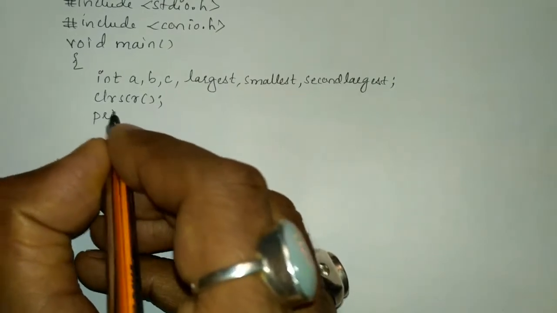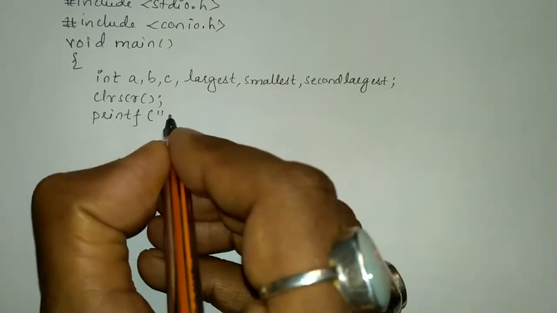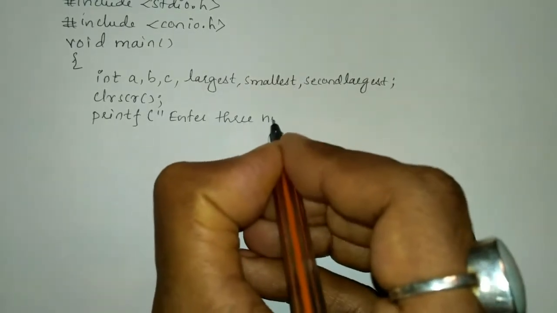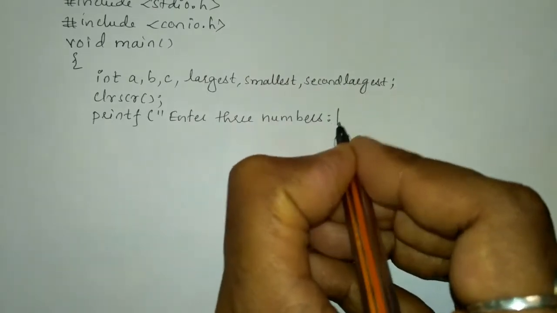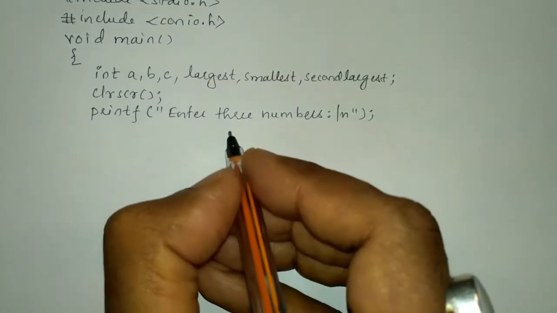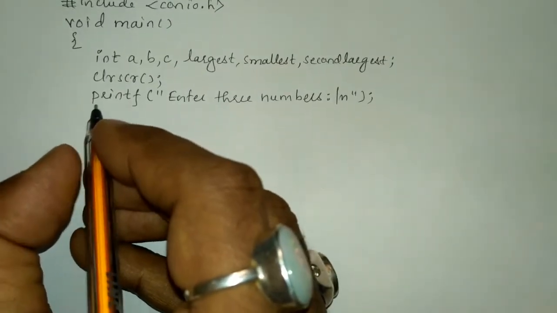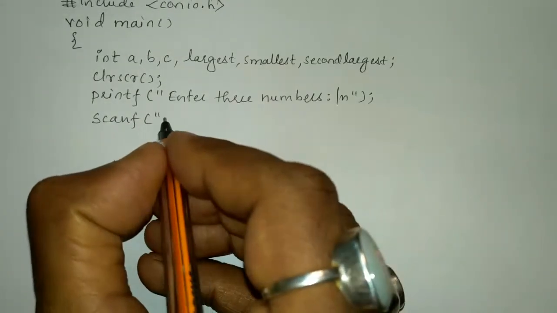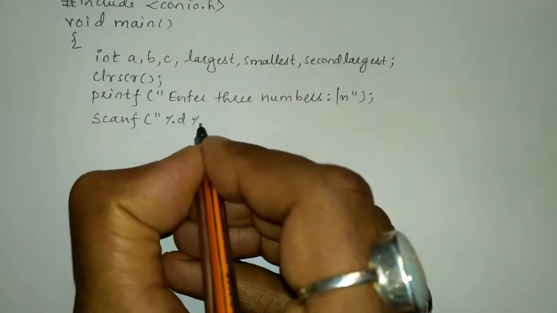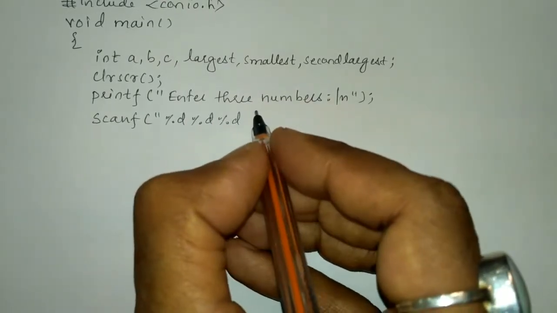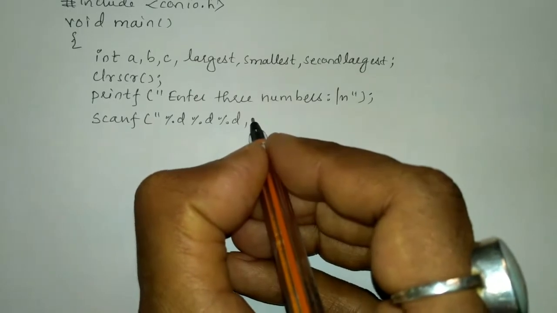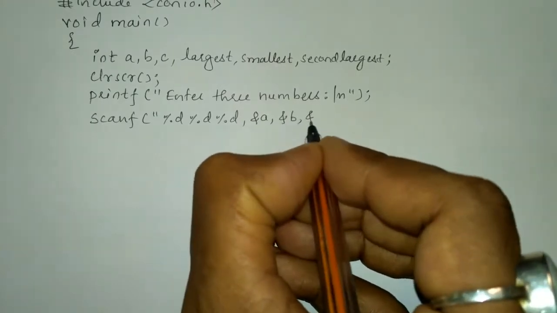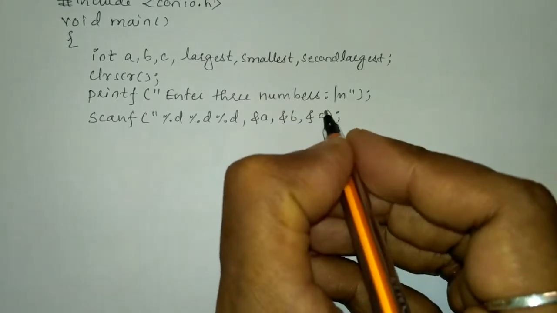Now I'll ask the user to enter three numbers using printf statement. Enter three numbers \n, close the bracket, put semicolon. Now we are going to receive from the user through keyboard using scanf function. So we'll use the format specifier %d, %d and %d for all the three a, b, c variables. We'll write comma ampersand a, comma ampersand b, comma ampersand c and close the bracket, put semicolon.